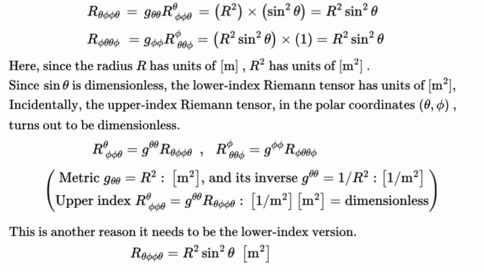Here, since the radius, r, has units of meters, r squared has units of meters squared. Since sine theta is dimensionless, the lower index Riemann tensor has units of meters squared. Incidentally, the upper index Riemann tensor, in the polar coordinates theta, phi, turns out to be dimensionless. This is another reason it needs to be the lower index version.